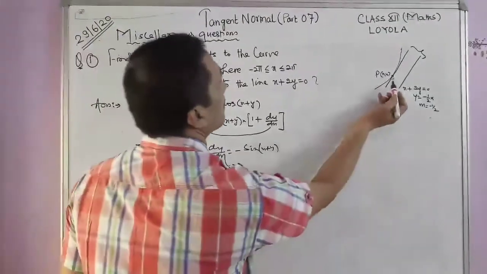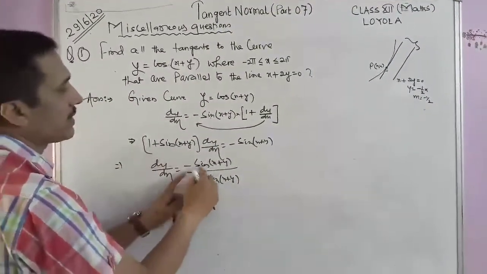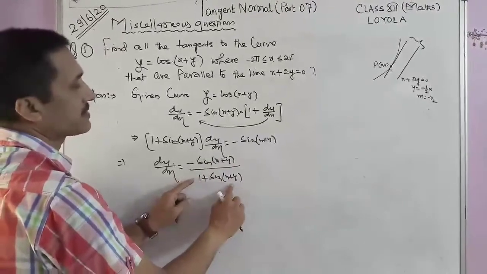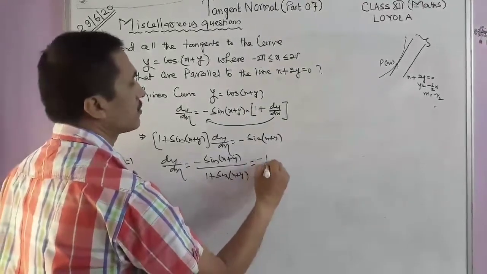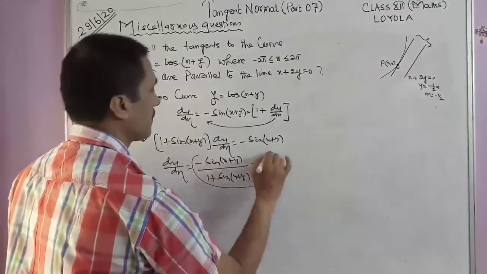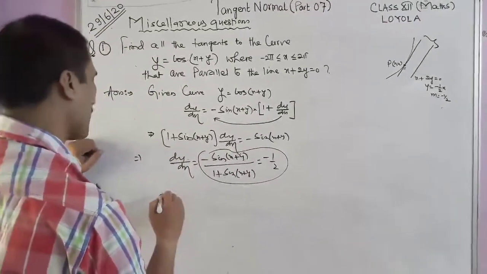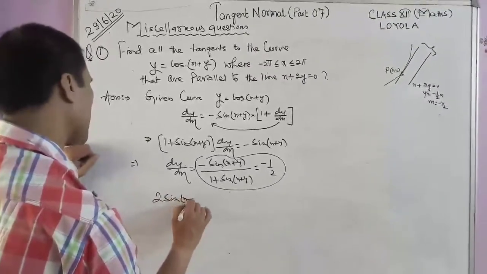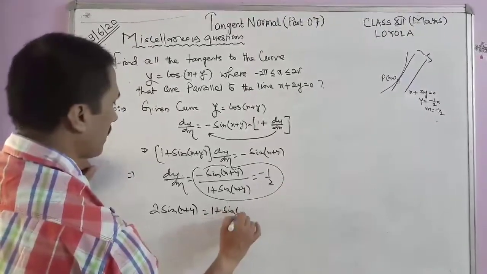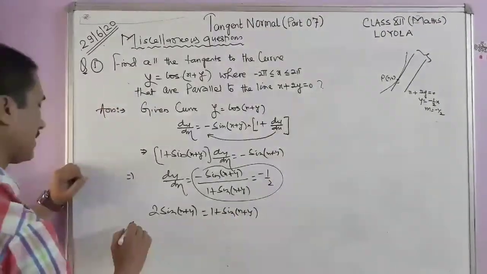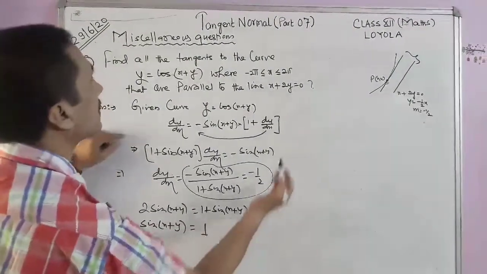If we take a general point P(x, y), the value of dy by dx at P(x, y) is equal to minus sine of (x plus y) upon 1 plus sine of (x plus y). The slope of the tangent, according to the question, is equal to minus 1 by 2. From here, 2 sine of (x plus y) equal to 1 plus sine of (x plus y). Therefore, sine of (x plus y) equal to 1.